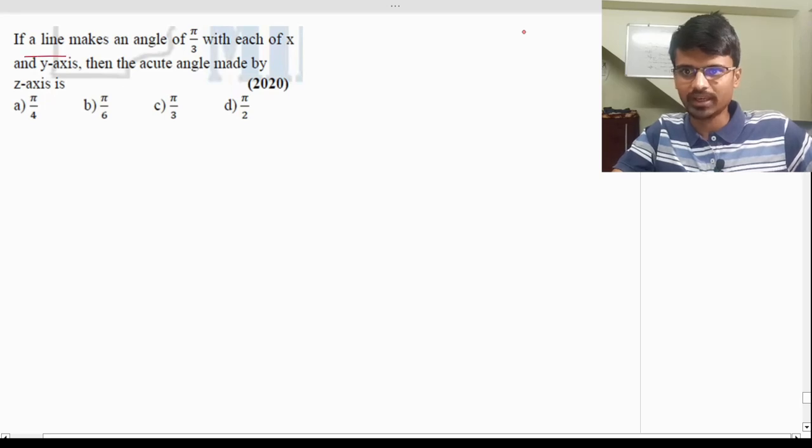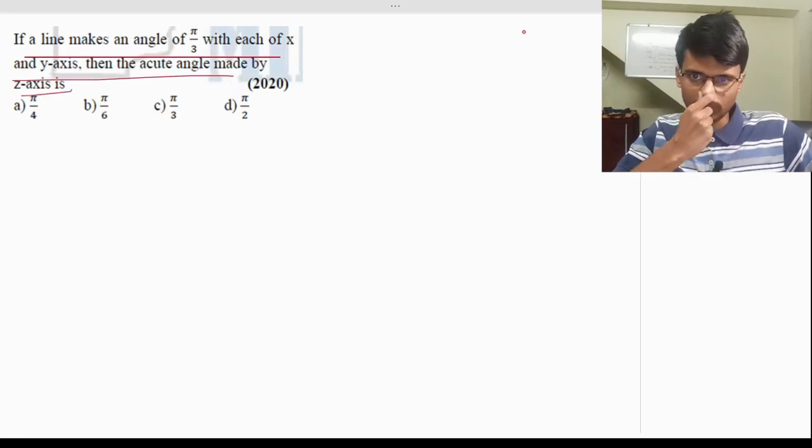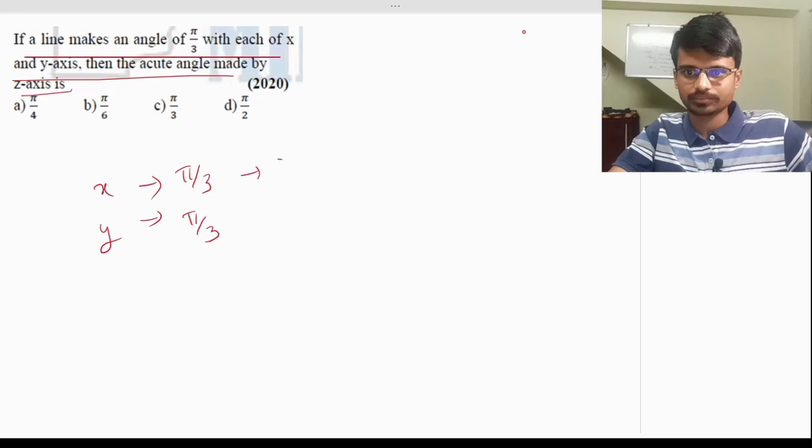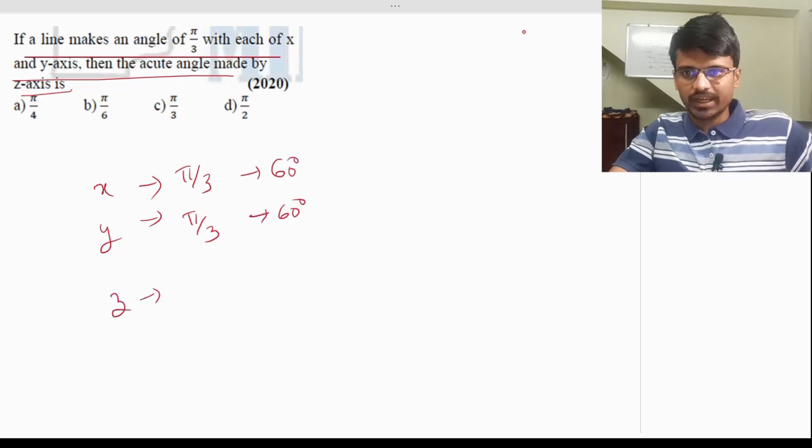If a line makes an angle pi by 3 with each of the x and y axis, then the acute angle made by the z axis is? So with the x and y axis, it makes pi by 3. Pi by 3 is nothing but 60 degrees, right? Everyone agrees? And with the z axis, they are asking us what is the angle. Let me call that gamma.